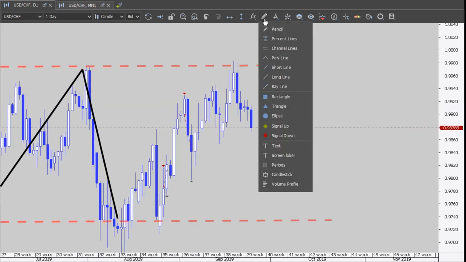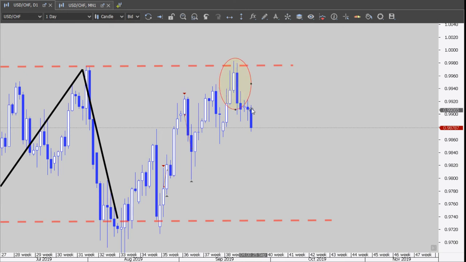And tell me, everybody, is this or is this not a bearish candlestick formation in here?